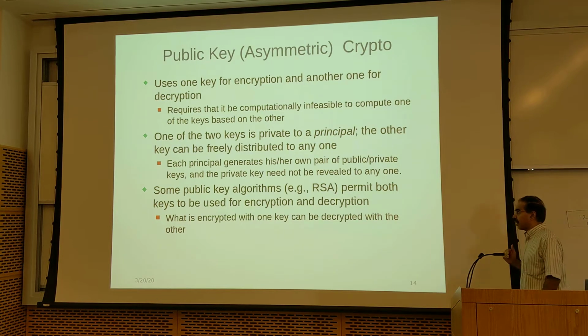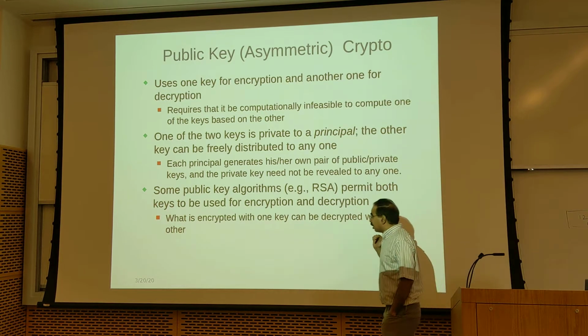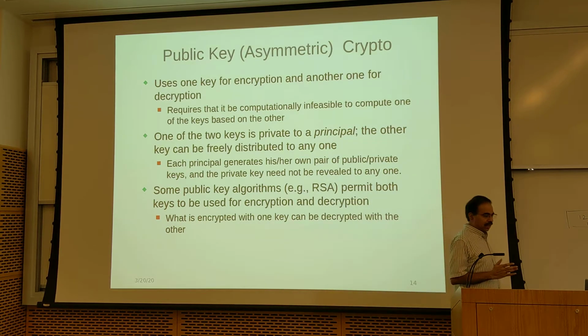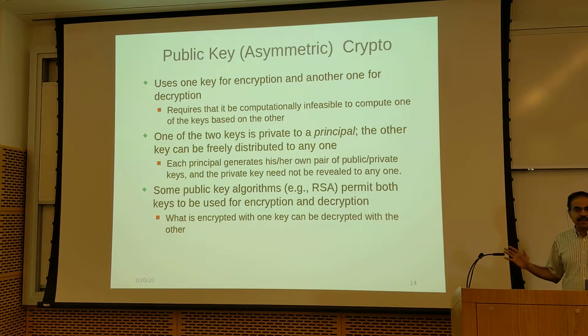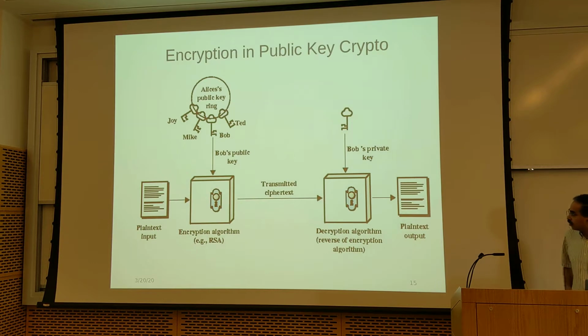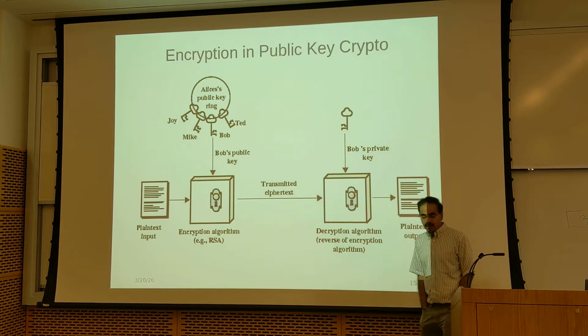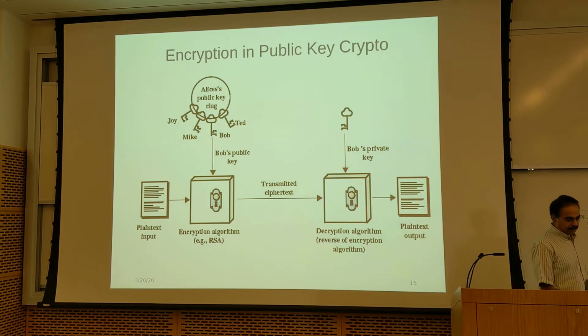So this contrasts with symmetric cryptography, where the key always needs to be a secret, right? Whereas here there are two keys, one key needs to be a secret, the other one can be freely given to everybody, right? And going back to the picture, the picture illustrates how public key cryptography works.